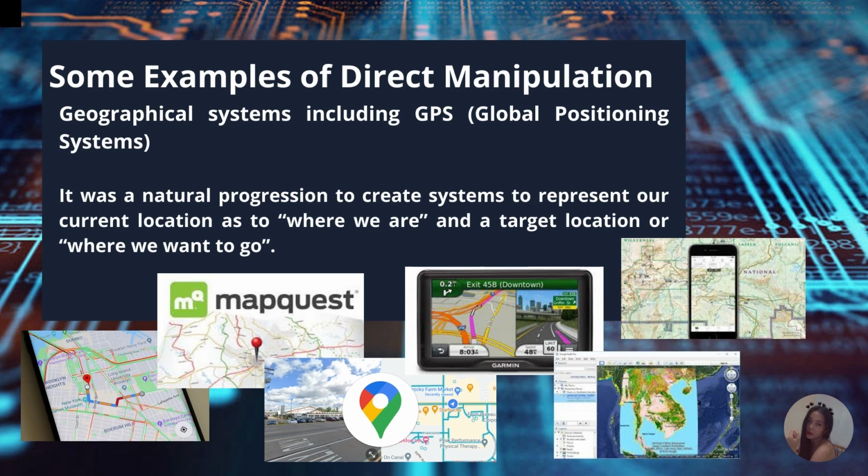These types of systems became available as commercial GPS systems for cars, for walking, and even for the mobile phone. Being able to directly see the alternatives on the devices, as well as how to move from the current location to the target location, including manipulating routes, is another application of direct manipulation. Other examples of geographical systems are Google Maps, MapQuest, Google Street View, and so on.